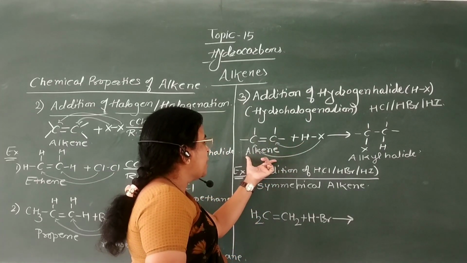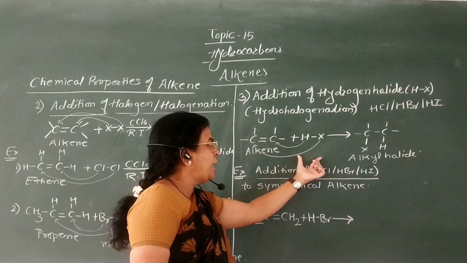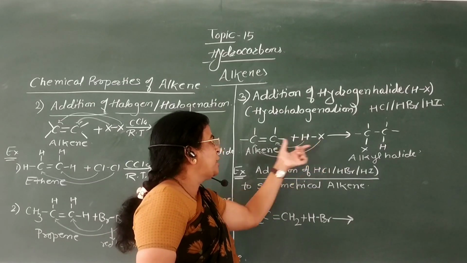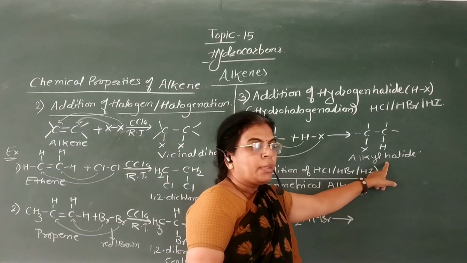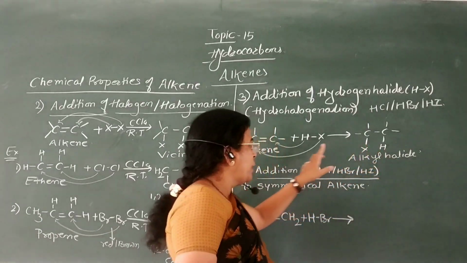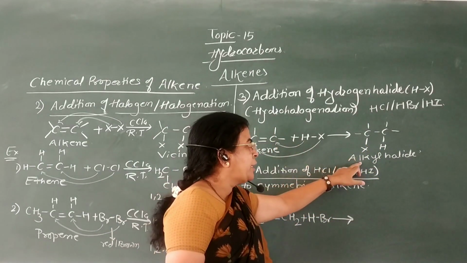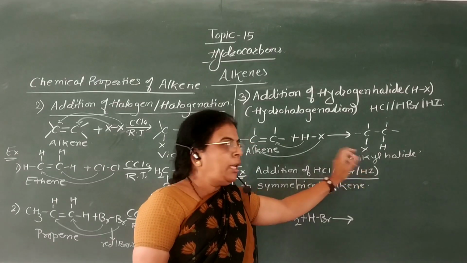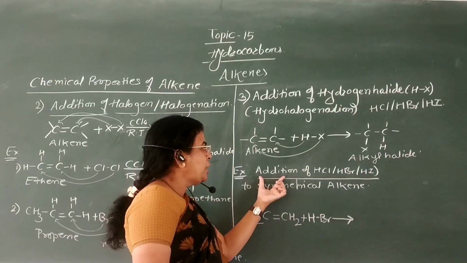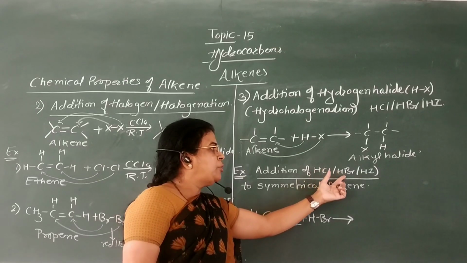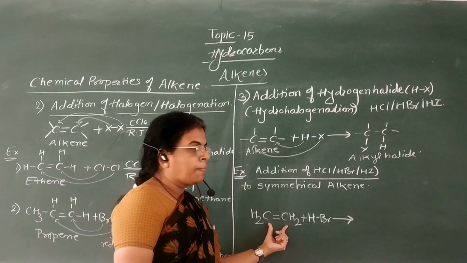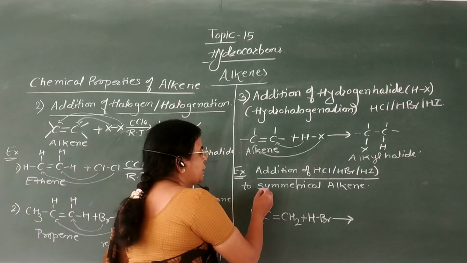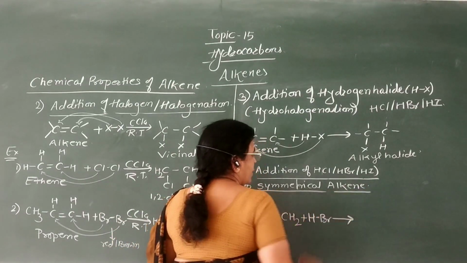When alkenes are treated with hydrogen halide, then addition of this HX takes place across the double bond to form alkyl halide. This is a saturated compound, that is, unsaturated compound is converted into saturated alkyl halide. Now we are going to see addition of HCl, HBr or HI across the double bond of ethene. Now this ethene is a symmetrical alkene.